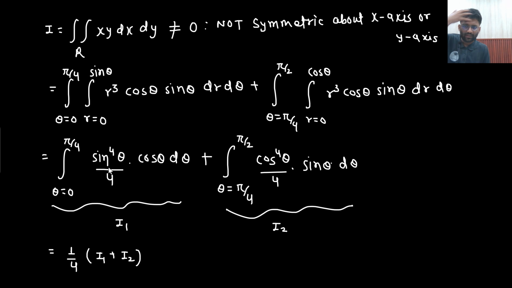So what is I1? I1 is without the 1 by 4. So sin to the power 4 theta cos theta d theta. This is what I am supposed to calculate. So what will I do? I will assume sin theta as t. So if sin theta is t, then the differentiation of sin theta will be dt. Why is that so? Because the differentiation of sin theta is plus cos theta only, so this will be dt only.